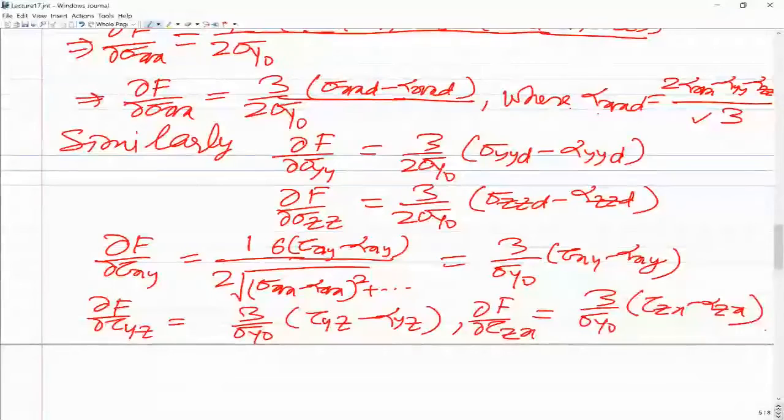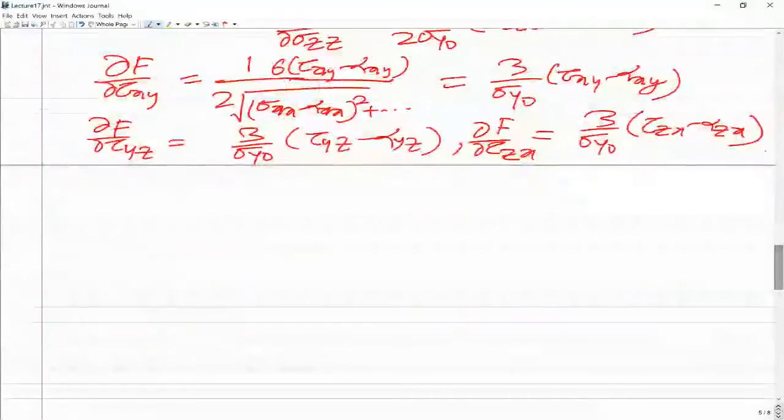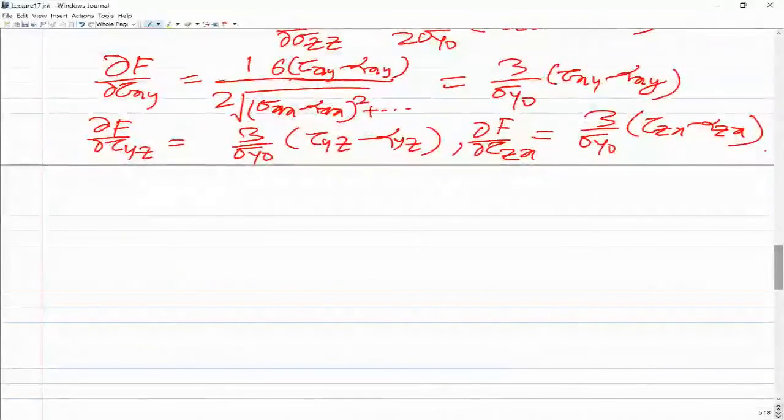So these are the derivatives with respect to stress. Now you have all 6 components of del F by del sigma written in terms of the stress components sigma and the back stress components alpha. Now in the tangent constitutive matrix, you also need del F by del alpha. So let's look at its components. Let me look at del F by del alpha xx.